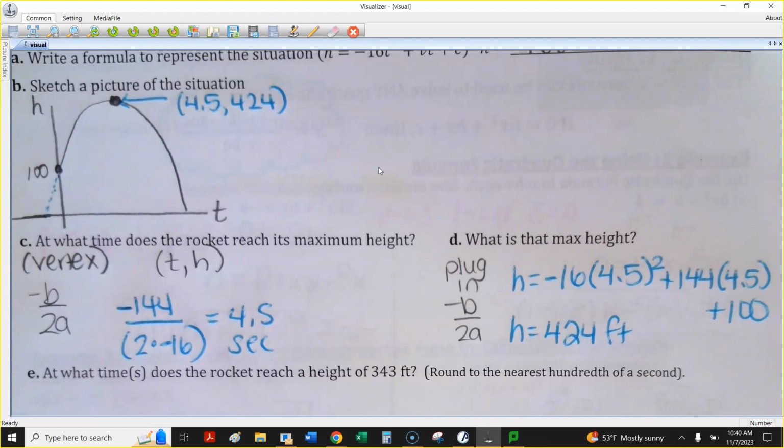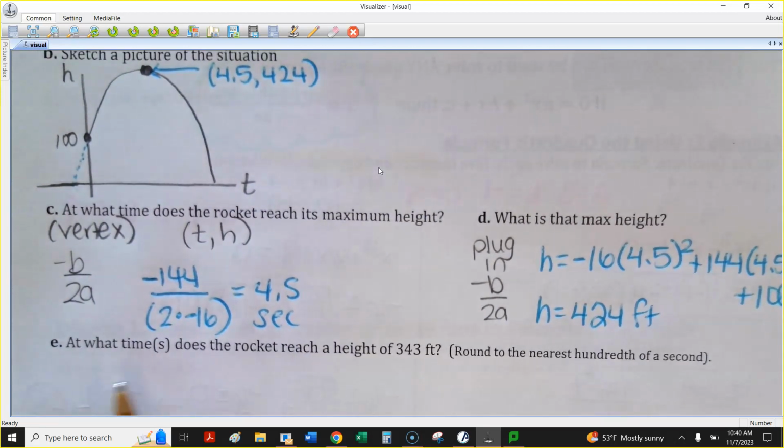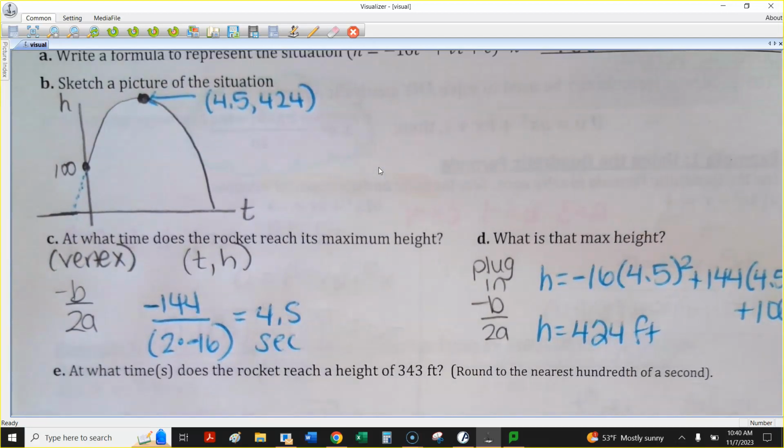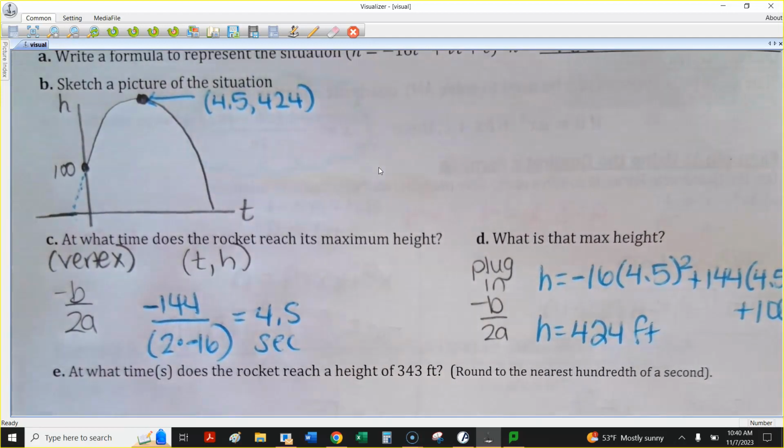Okay. Now, we're going to see that the next two questions really relate back to what we've been doing with solving quadratics here. So this says, at what time or times does the rocket reach a height of 343 feet? Will I hit 343 feet, or how many times would I hit that? If you're looking at my picture as a little reference, would this rocket hit 343 feet? It has to, right? Because it's going to ultimately go up to 424. How many times should it hit 343 feet? Twice, all right?